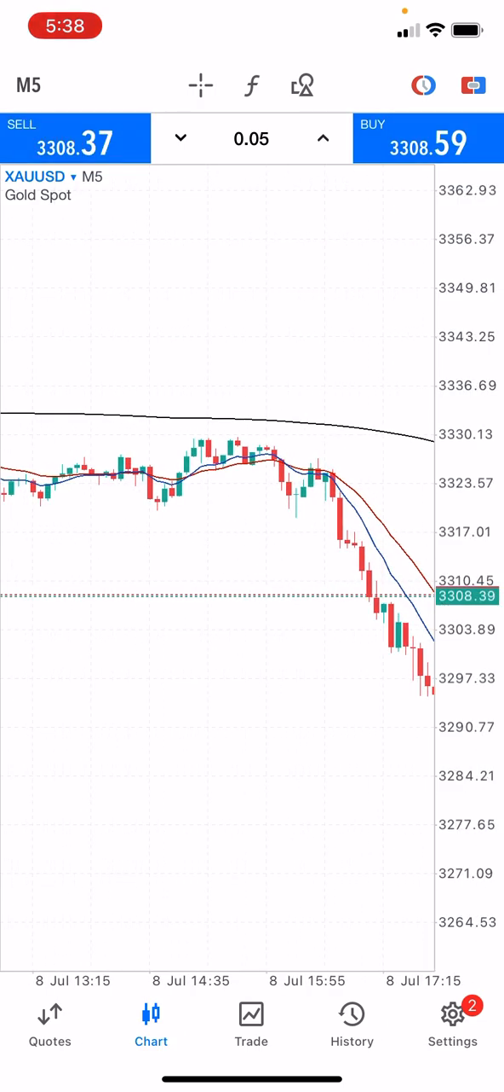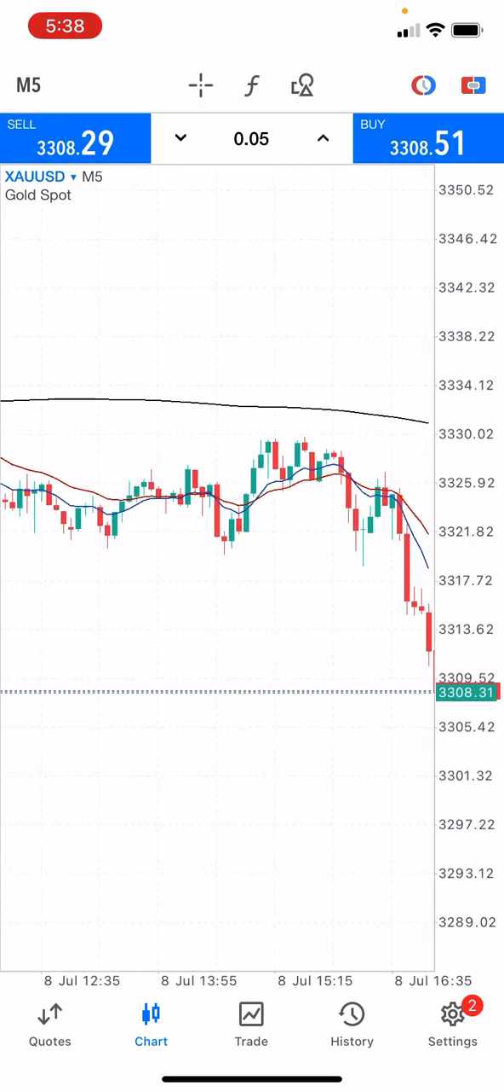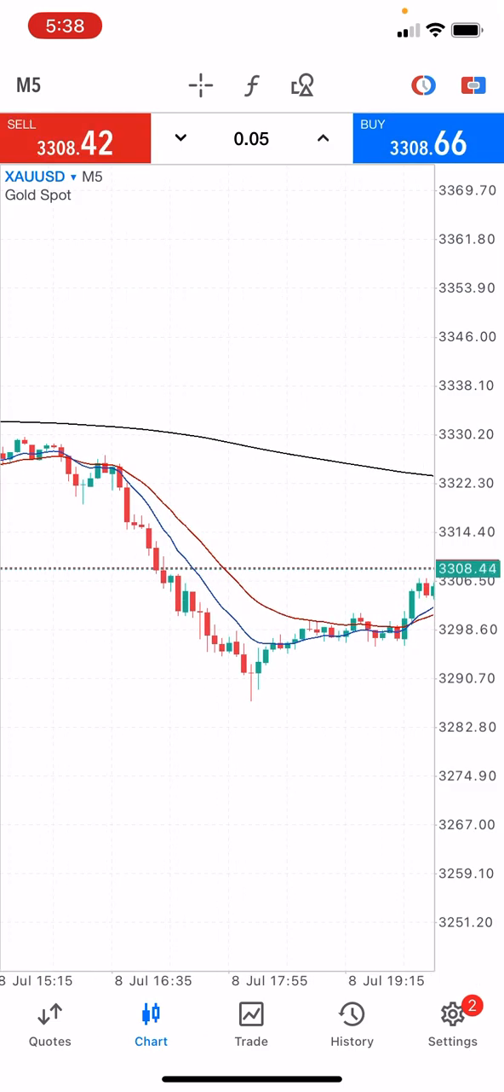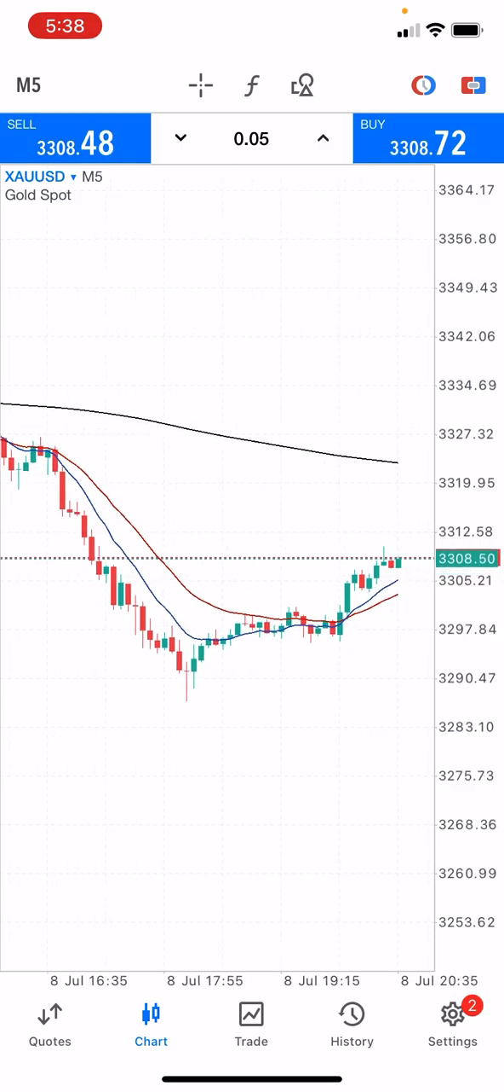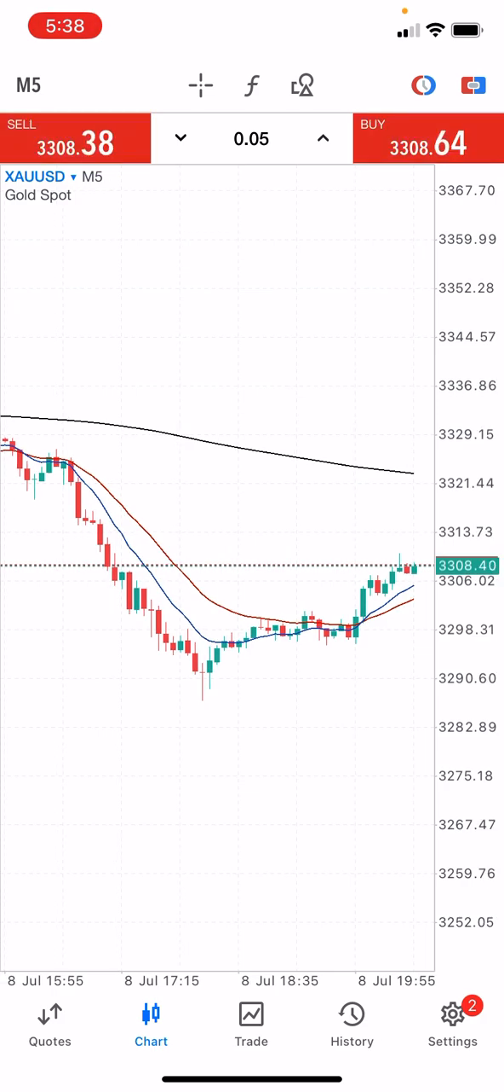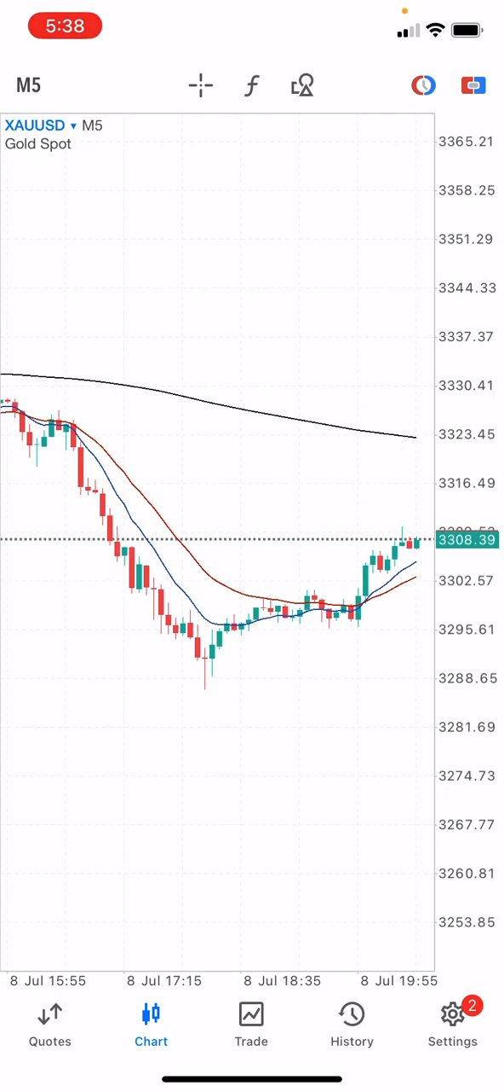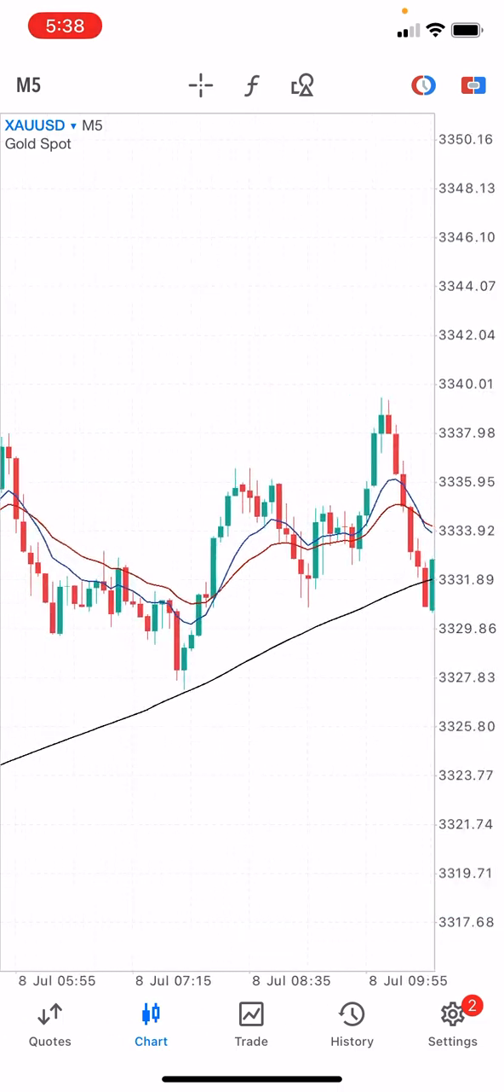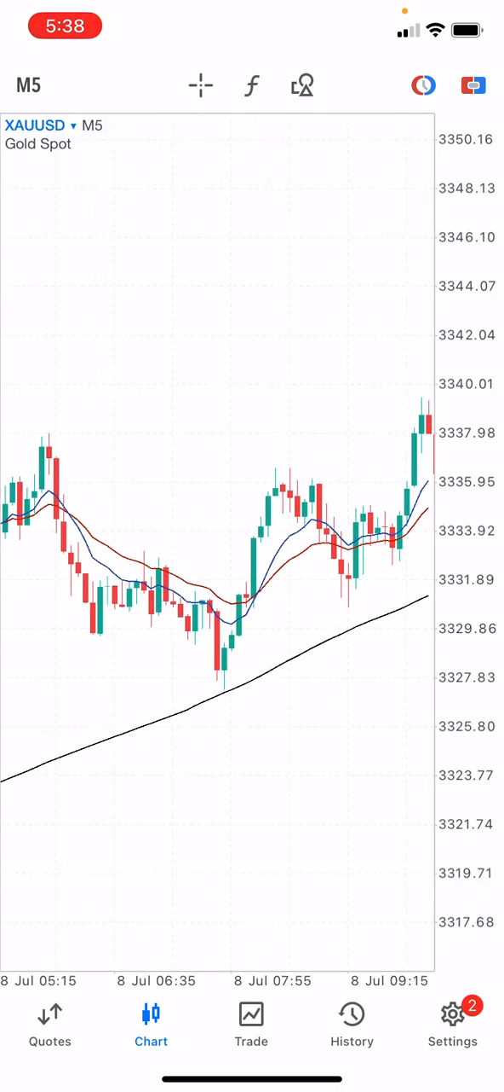Let me explain the black one and the strategy at once. Anytime price is below the black moving average, which is the 200 simple moving average, we will be looking for only selling opportunities. And anytime price is above the black moving average, we look for only buying opportunities. So when price is above, we buy. When price is below, we look for sell.